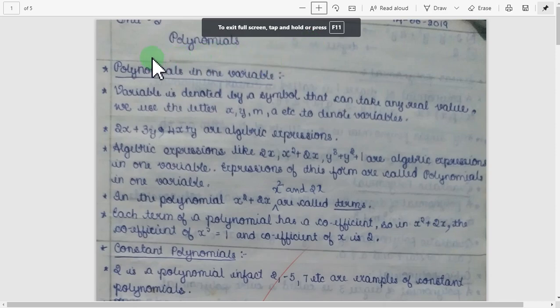Good morning, students. Today I start chapter 4, Polynomials. The second chapter and third chapter I will do after school starts.